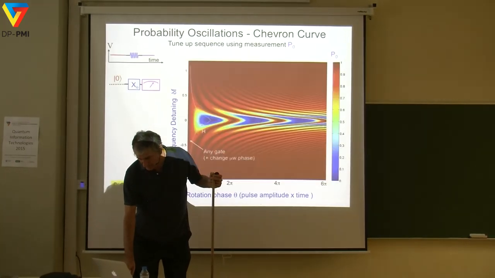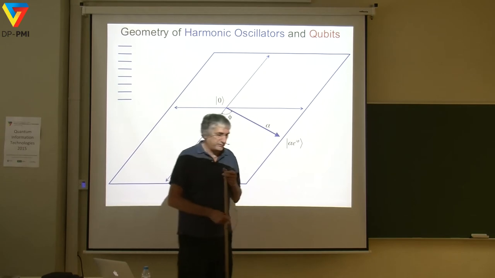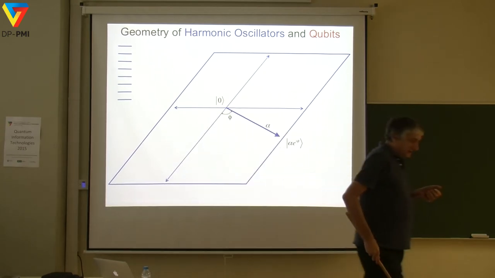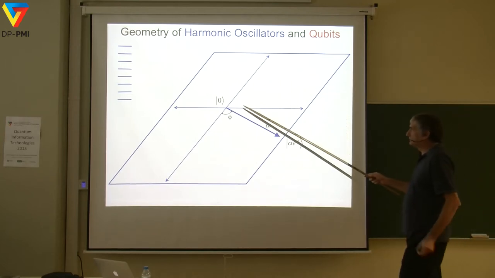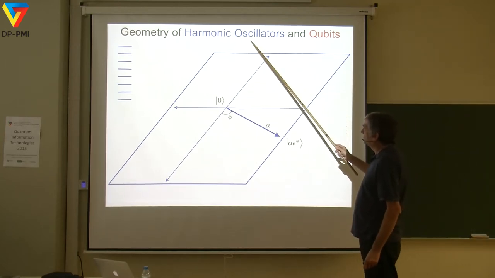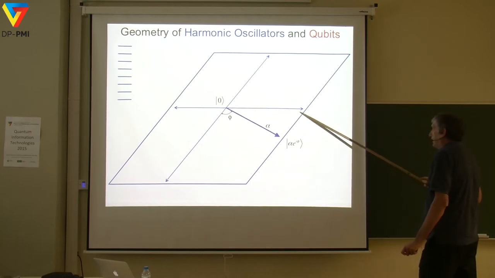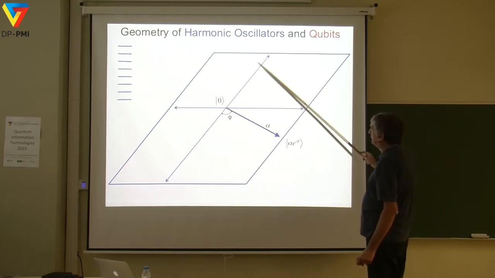Now, I'm going to go down to this particular diagram here to try to talk about this. Again, we're going to talk about the geometry of the harmonic oscillator. This is the real part of alpha. This is the imaginary part of alpha.